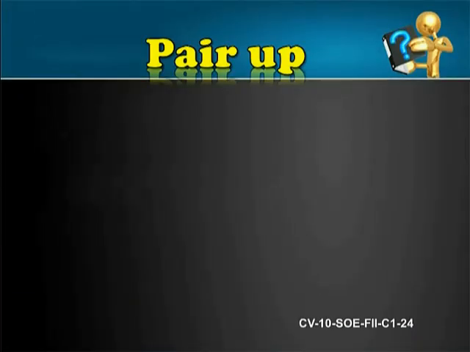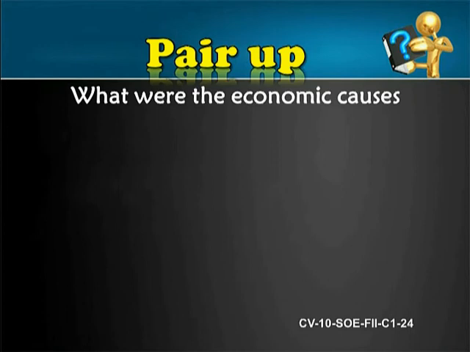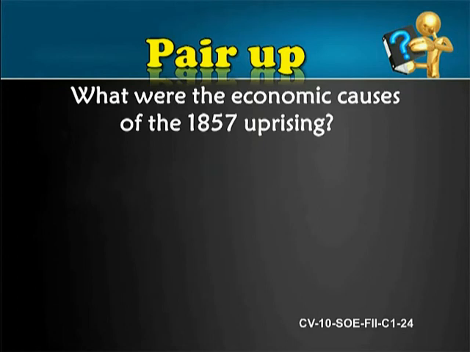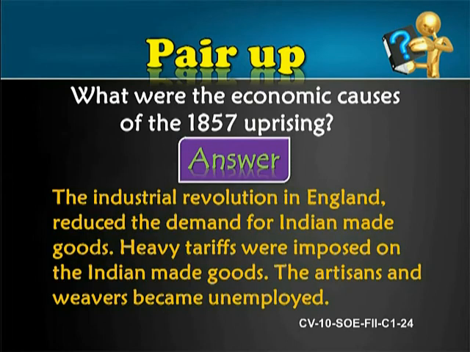Now pair up and answer. What were the economic causes of the 1857 uprising? Answer: The Industrial Revolution in England reduced the demand for Indian-made goods. Heavy tariffs were imposed on the Indian-made goods. The artisans and weavers became unemployed.